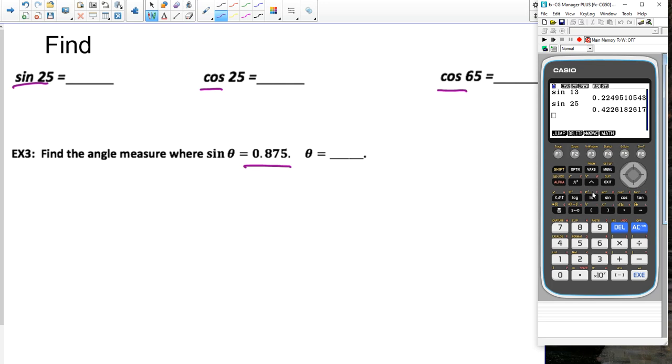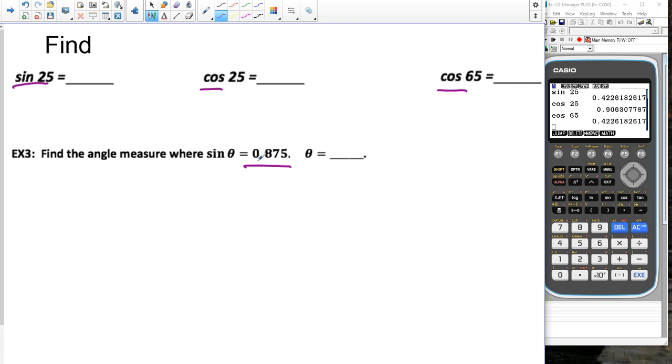0.423. So cosine of 25, the complement of sine, 0.906, and cosine of 65. Now look what's going to happen here. This is pretty cool. I get 0.423 for sine. Well, the cosine is literally the complement of sine. These are called cofunctions.